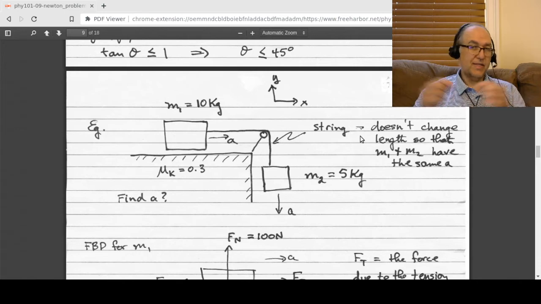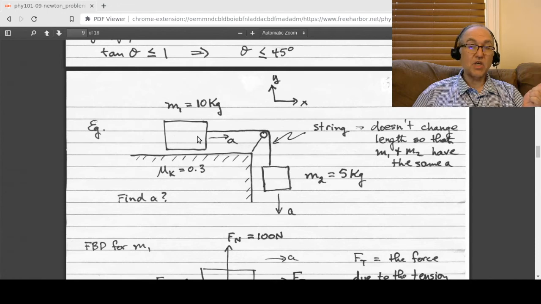The first assumption is that the string is not a stretchy string at all, and the reason you have to make that assumption is because if M1 moves forward, say, 1 centimeter, then M2 must drop 1 centimeter. If M1 moves forward 2 centimeters, then M2 must drop 2 centimeters. If it were a stretchy string, you could say, well, maybe it stretches a little more. No. The way the string works is that its length stays exactly the same all through the motion. Now, if moving one forward 1 centimeter means the other drops 1 centimeter, then if the velocity of one is 10 centimeters per second, the velocity of the other is 10 centimeters per second.